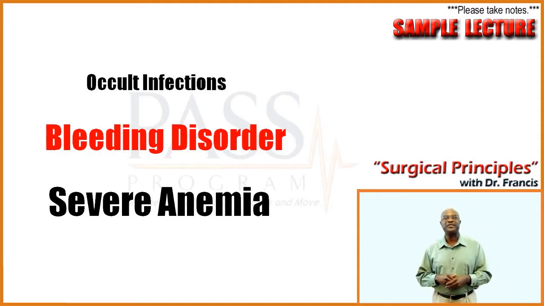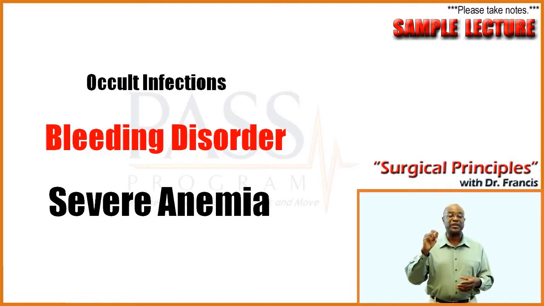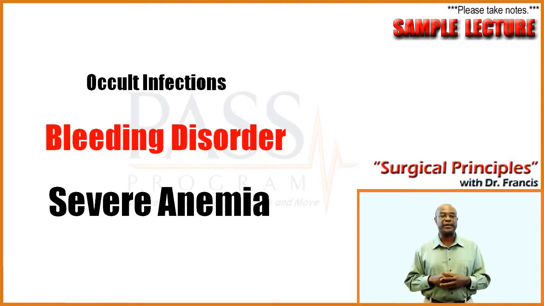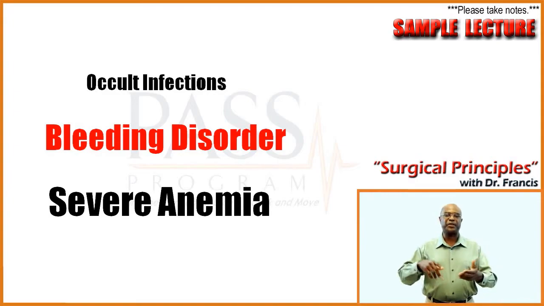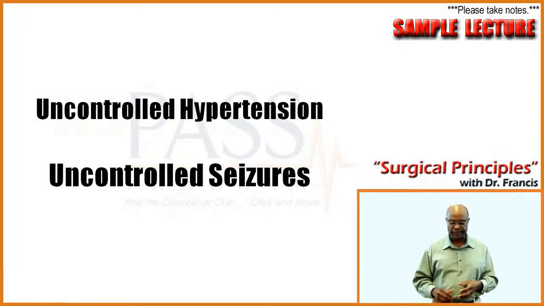And then the next one, severe anemia. As I said earlier, with severe anemia, that means a level of hemoglobin 6 or less. That equals hypoxia. And again, hypoxia then induces, or at least makes it very easy to get into an arrhythmia.